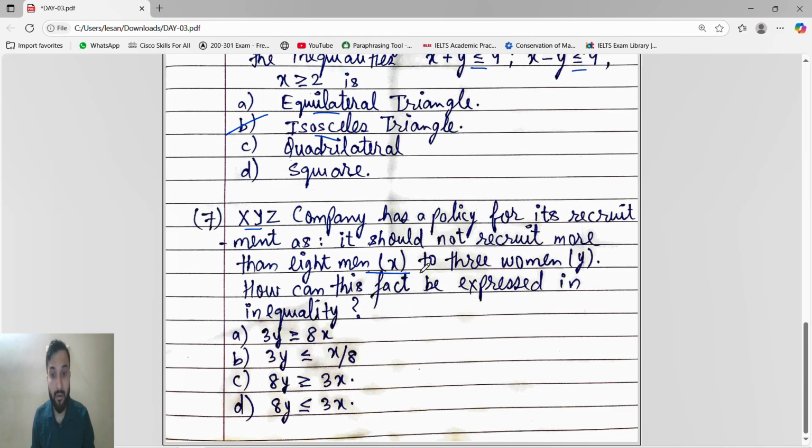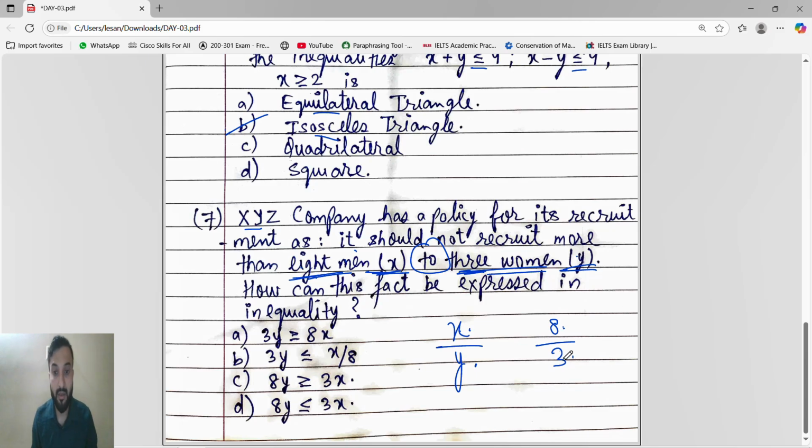Understand? Men to women. So men is X. 2 means what? It is the ratio form. So men to women, woman is Y. What is the ratio? Not more than 8 men, so men is 8, woman is 3. So X men is 8, and we have written 3 women, woman is Y.